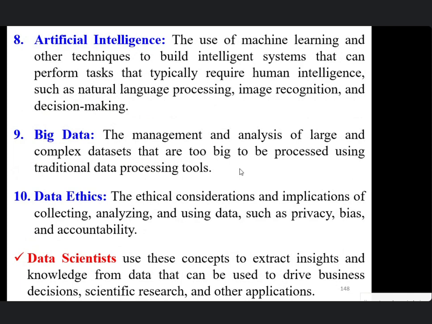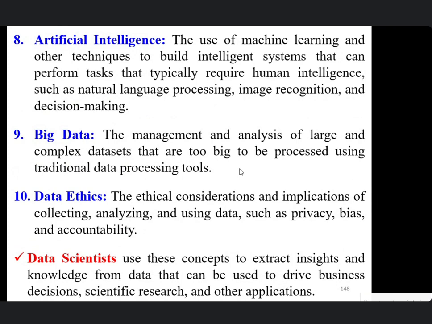Then artificial intelligence is using machine learning and other techniques to build intelligent systems that can perform tasks that typically require human intelligence, such as natural language processing, image recognition, image processing, image segmentation, and decision making. That is artificial intelligence. Big data is the management and analysis of large and huge volumes of complex data sets that are too big to be processed using traditional data processing tools. That's why we are moving to big data technologies like Hadoop and Spark.